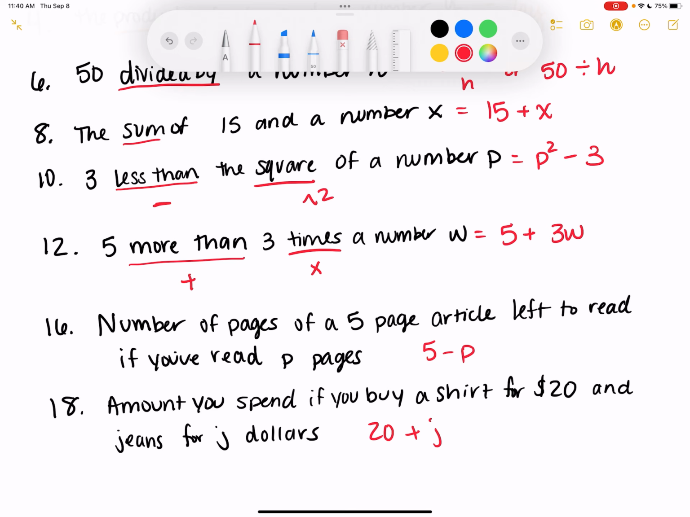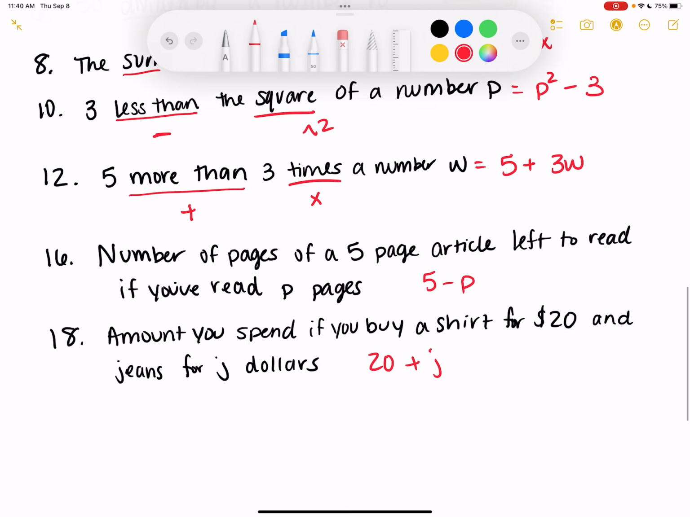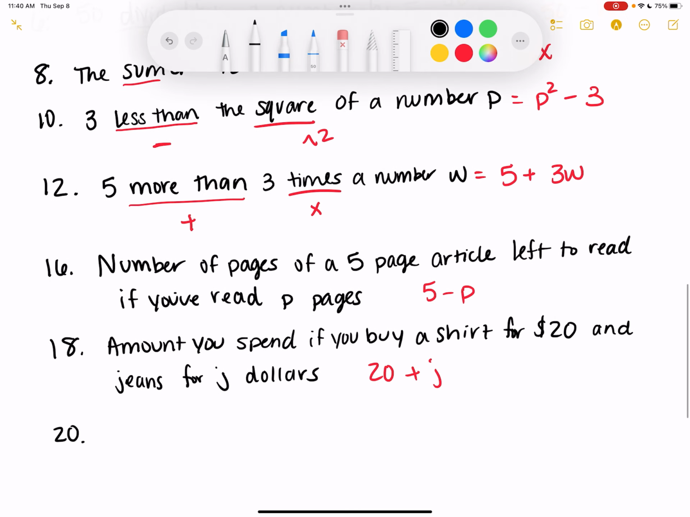Let's see. Let's look at number 20. This one is the number of hours in M minutes.